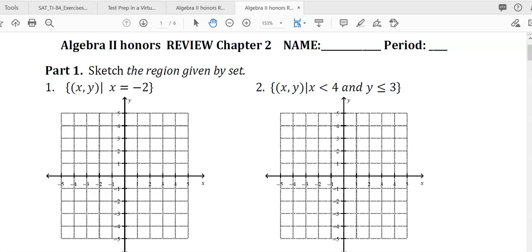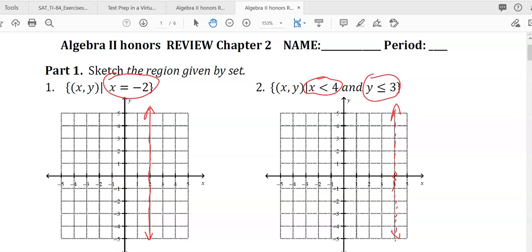Okay, so if we sketch this region, this is going to be a vertical line, and it's solid because it's equal to. Just looks like this. So again, we're looking at a vertical line because it's x equals. So I'm going to make it dotted because it's actually, I guess, less than. We'll shade in just a second.